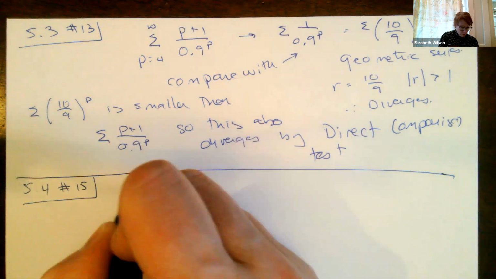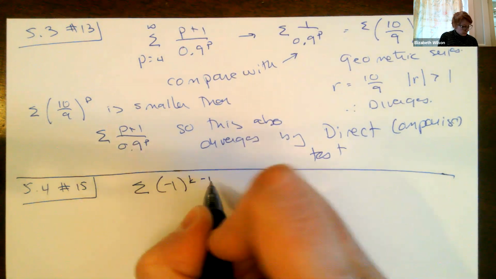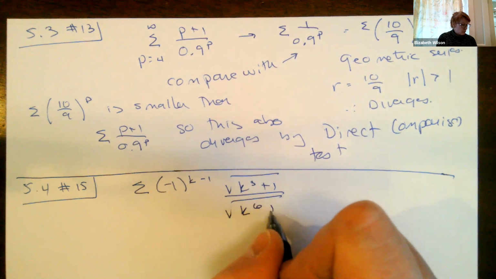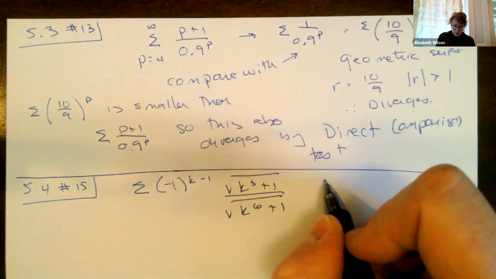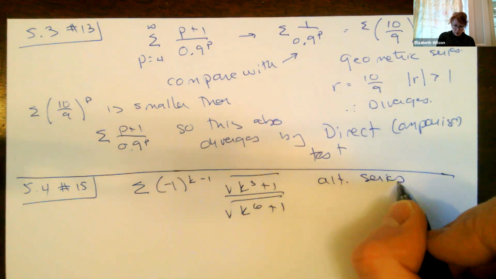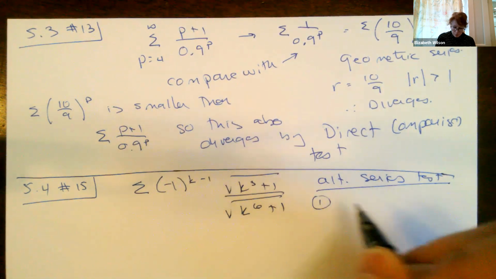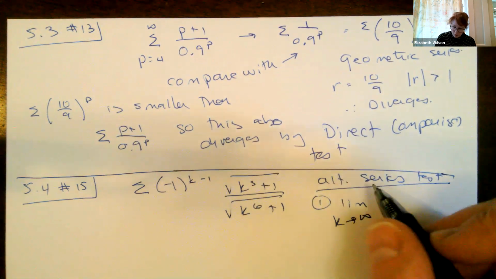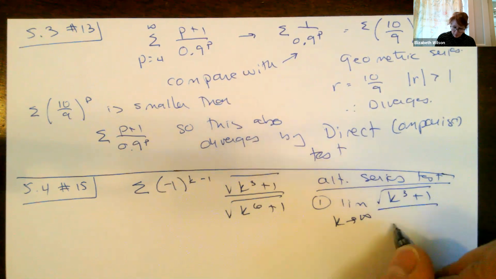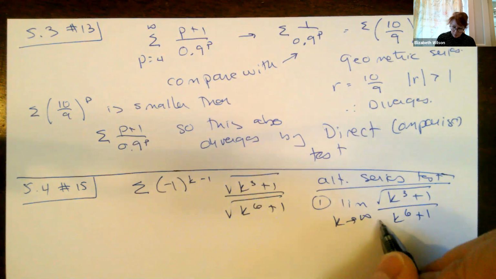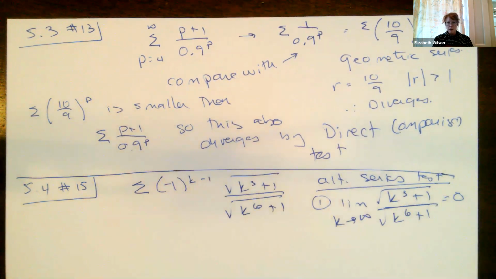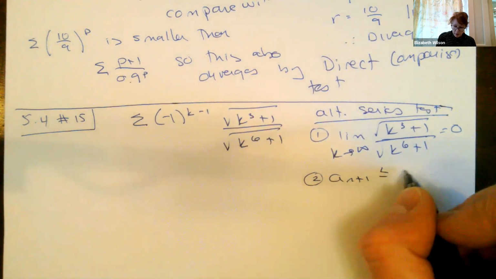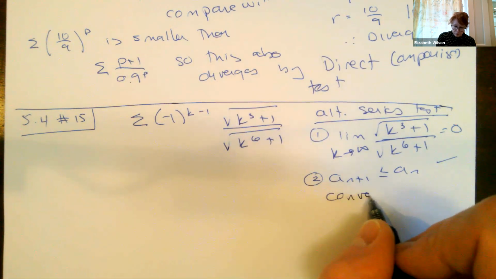All right, so this one is, this is what we're given. So when we first start off, this is an alternating series. You do the alternating series test. So I'm going to check the limit as k goes to infinity. This thing goes to 0 because the k to the 6/2 is bigger in the denominator, so that goes to 0. I won't write it all the way out, but a sub n plus 1 is less than a sub n. So this thing converges.